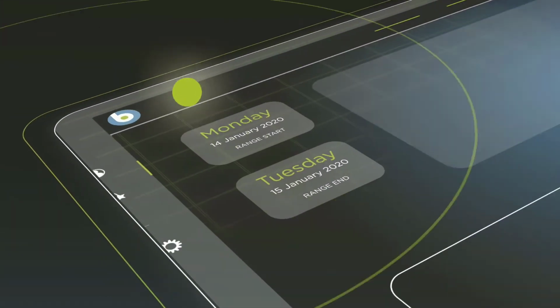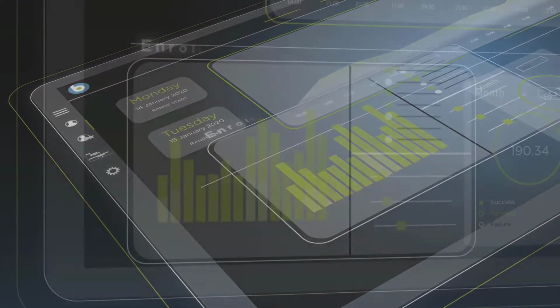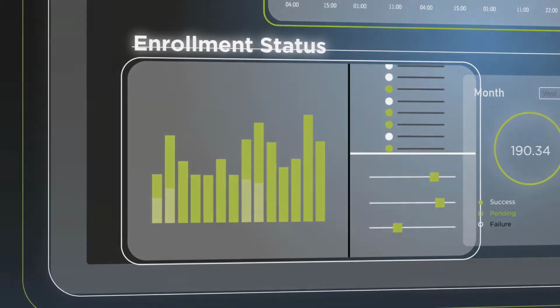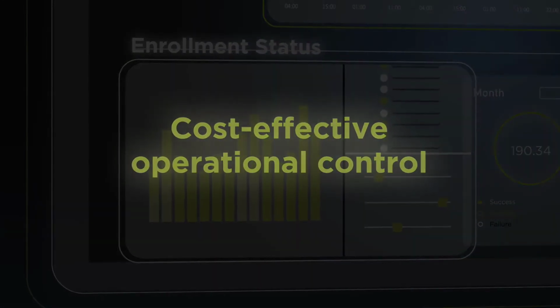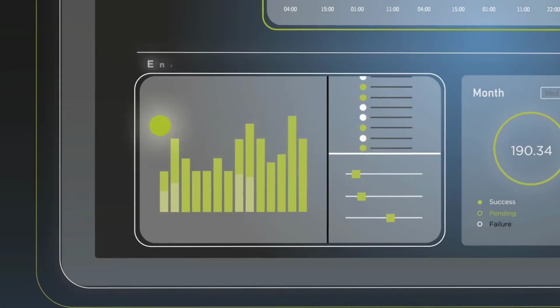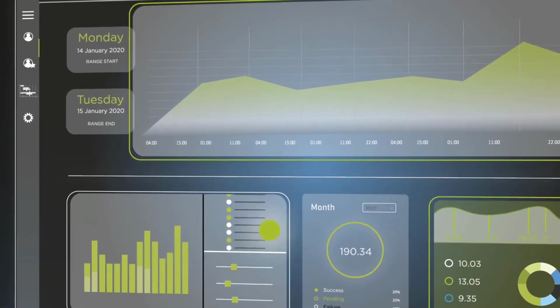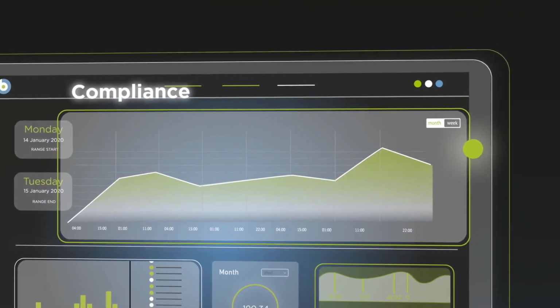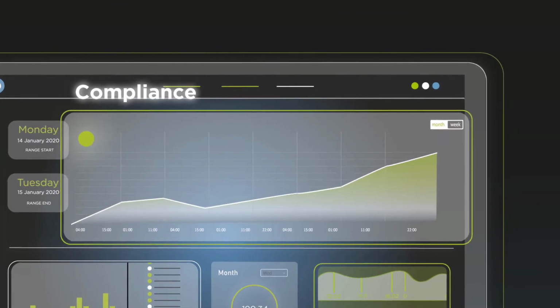With a zero-touch enrollment, view a comprehensive software asset inventory for license reconciliation or compliance purposes. Deliver cost-effective operational control and visibility to your software delivery and installation process. Continuously monitor and apply endpoint security settings to ensure compliance with regulatory or organizational security policies.